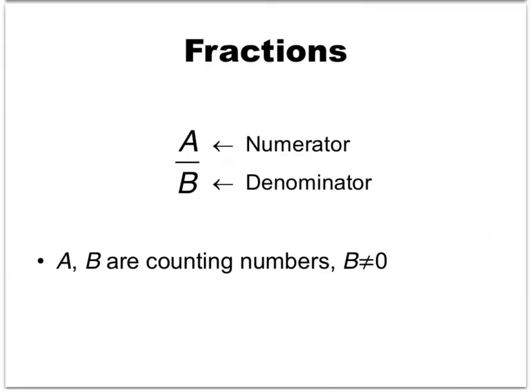So a fraction is a number that looks like this. We have one number over another number. That number on top is called the numerator. That number on the bottom is called a denominator. And those numbers a and b are counting numbers, which means that they're whole numbers. And that denominator b cannot equal 0. The numerator could equal 0, but the denominator cannot equal 0.